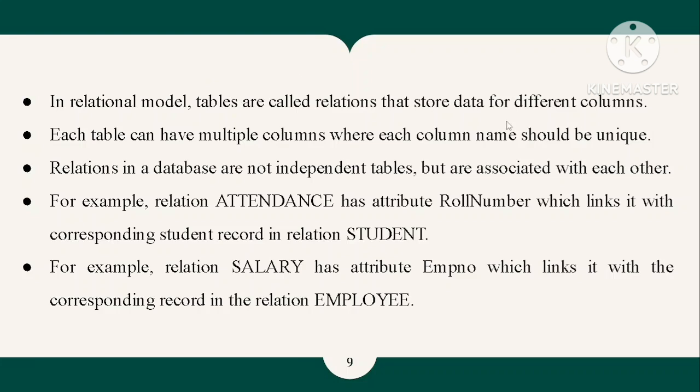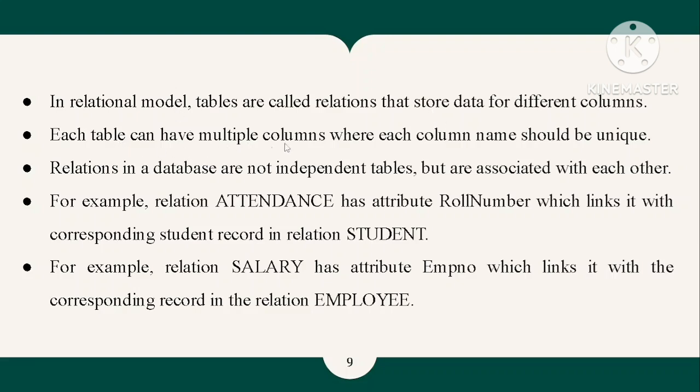Every table contains different columns. What do you mean by column? In a notebook, you will draw a column. Say you have a composition note, you will draw a tabular column. What will it contain? Different columns. What does the column contain? Serial number, name, date, signature, page number. So these are different columns, right? That is called a table.